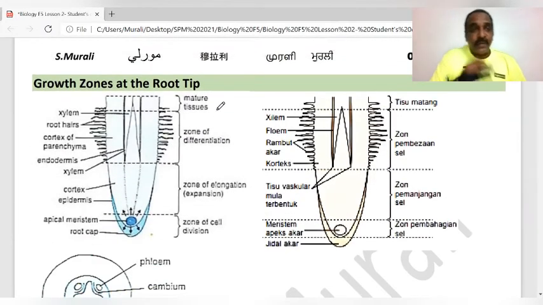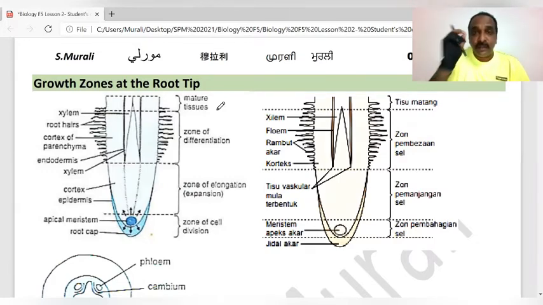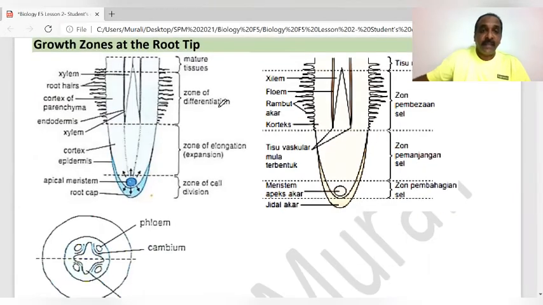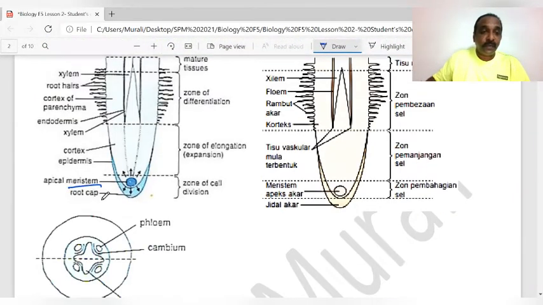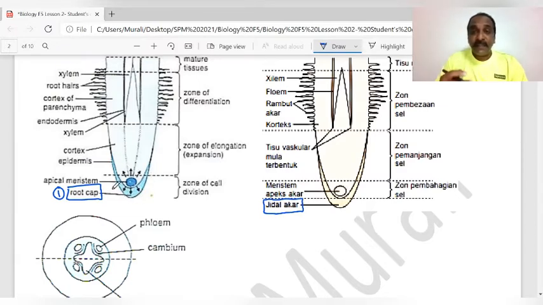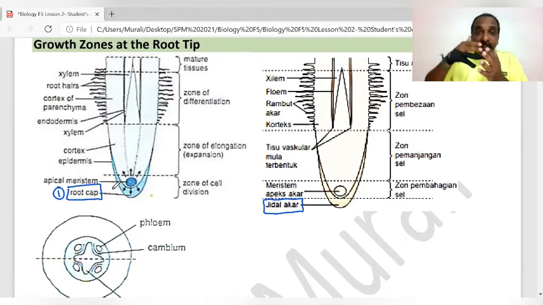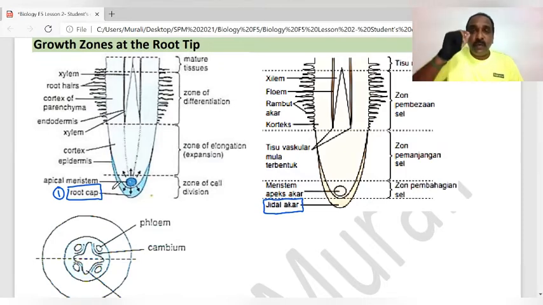Okay, more detail about growth zone at the root tip. How am I going to identify? Oh, ini adalah zone pembahagian, ini zone pemanjangan, ini zone pengkhususan. What are the identity? What am I supposed to refer to? Okay, now, kalau ini akar. Akar kita mula dengan root cap, number 1. Root cap ini dalam bahasa Melayu kita panggil sebagai jidal akar. It is a protective layer. Satu lapisan pelindung, because this root is getting through the small sands, pebbles, small one, very tiny one.